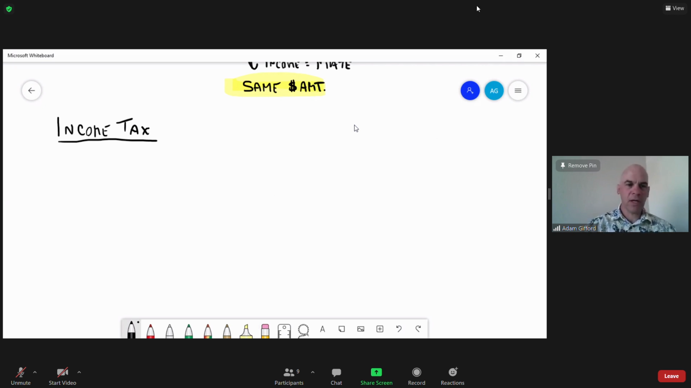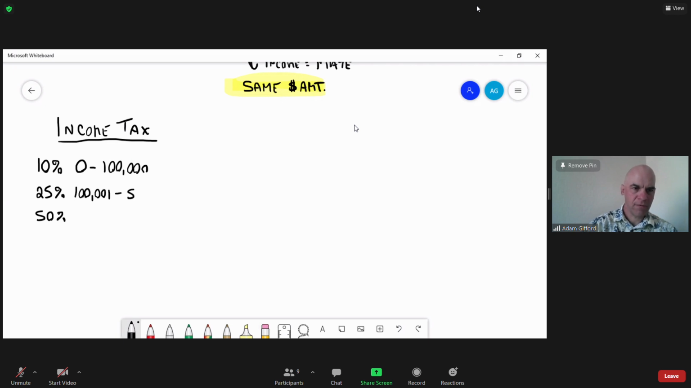So I'm going to make up one here just for our class to make this a little bit easier. We're going to do a 10%, 25%, and a 50%. The 10% is going to be anywhere from 0 up to $100,000. The 25% is going to be $100,001 all the way up to $500,000. And the 50% is going to be anything over $500,001.